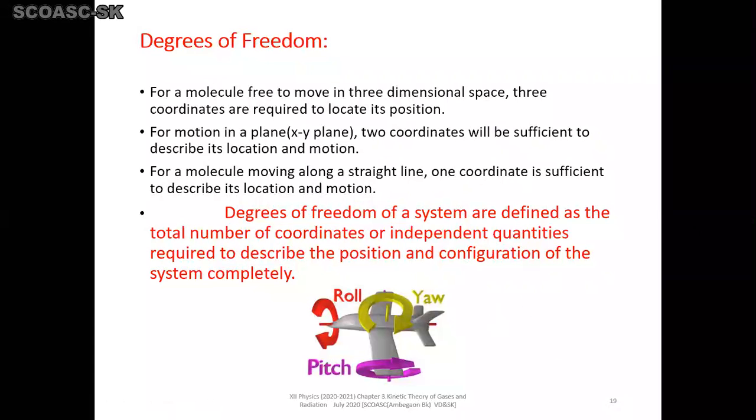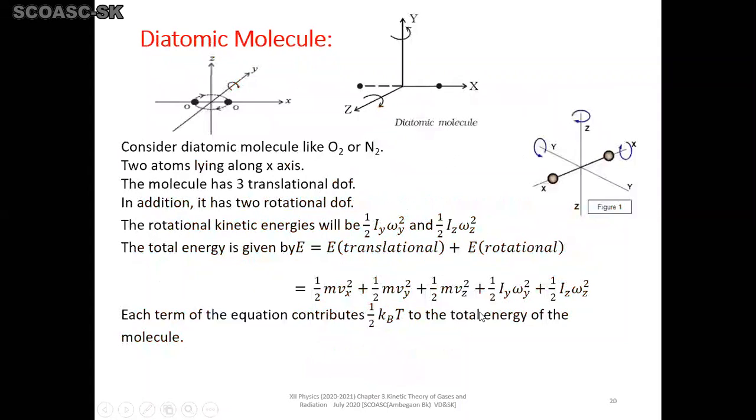After we end the class, I will send you a link. You can go through the YouTube video related to the degrees of freedom of various molecules. We are going to talk about those degrees of freedom in tomorrow's class. Let me move on to the next slide.